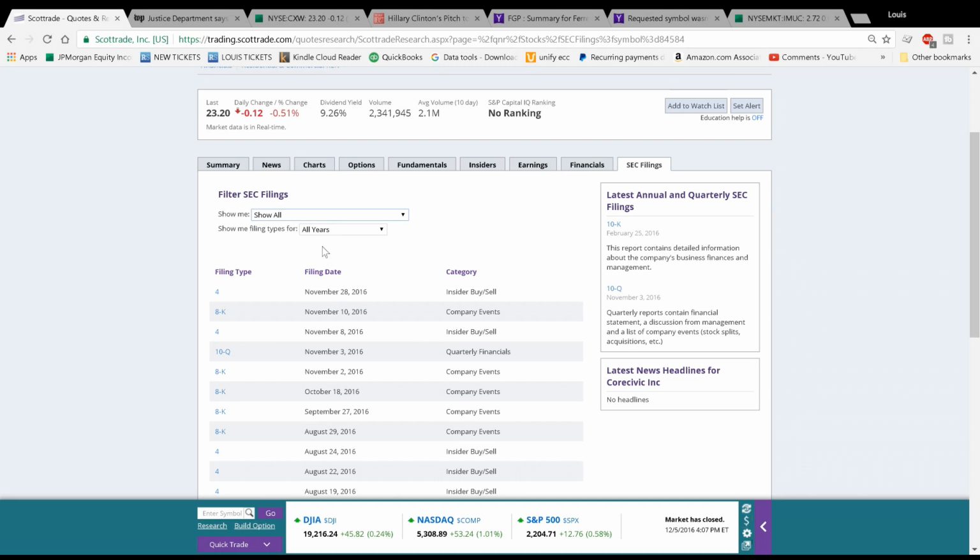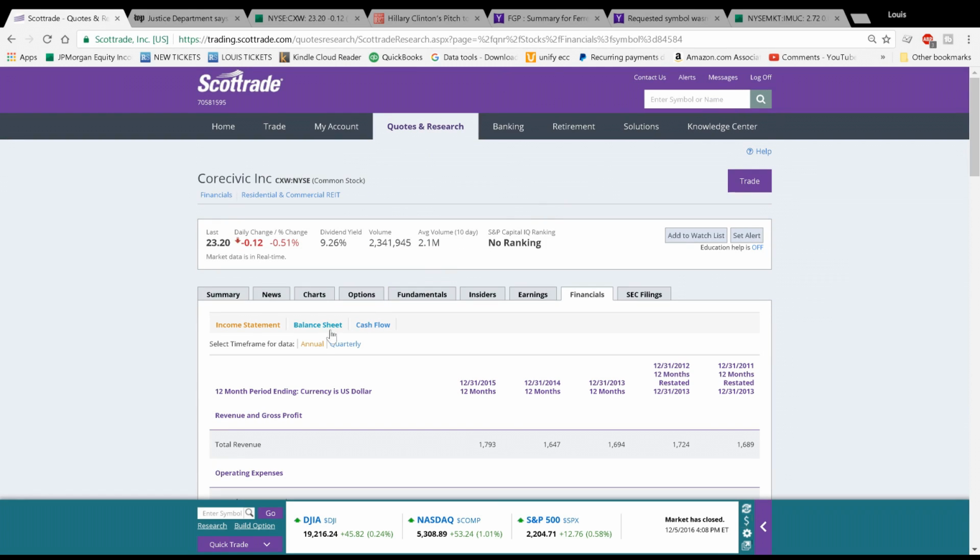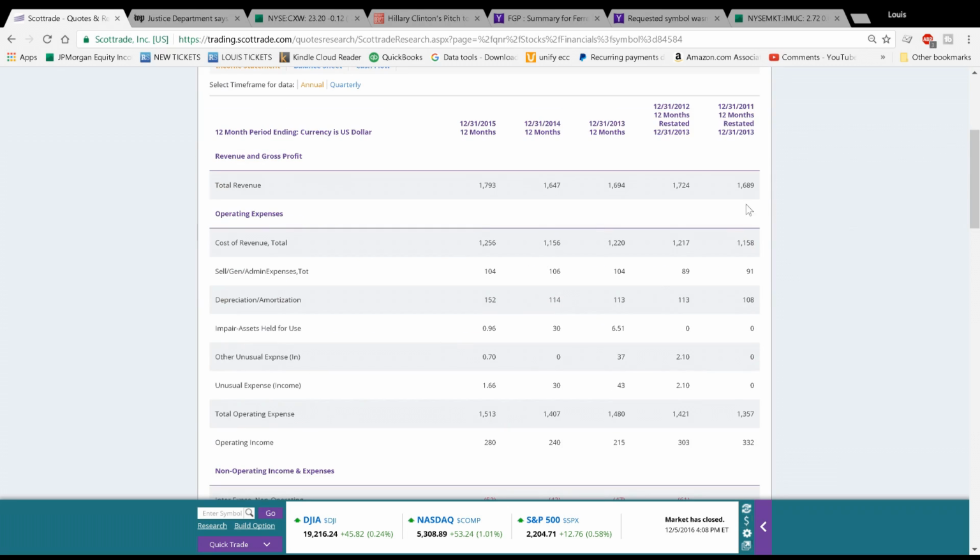The 10Q is a form they file every quarter, and the 10K is a form they file every year, and it gives you good information about the company. Scottrade has a decent enough website where they post that stuff so I can see either annual or quarterly, and I can click through it over here.